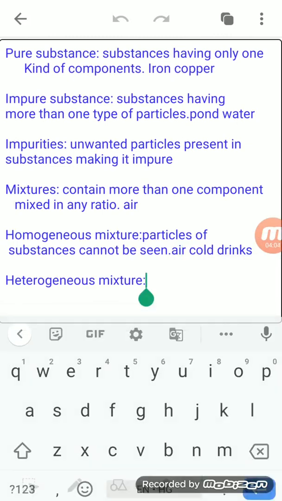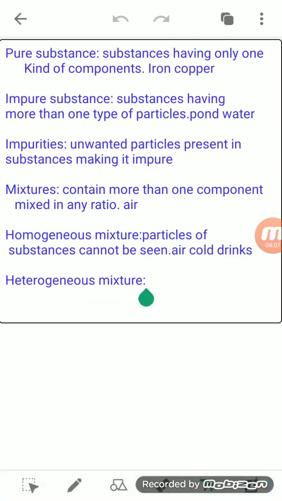Okay, now we will come to the next one, and that is the heterogeneous mixture. Hetero means different. So it is a mixture consisting of different substances which can be seen easily. Before that, when we talk about the homogeneous mixture, homo means same. Things which are alike, which have the same kind of property, look the same with each other, and we are not able to distinguish between them. So that kind of mixture is a homogeneous mixture.